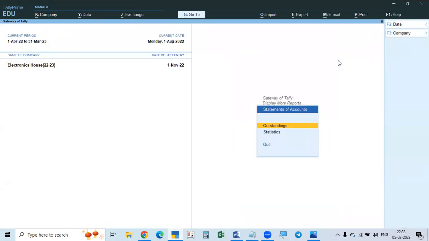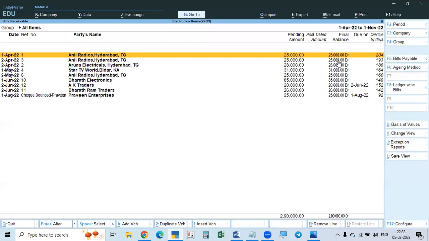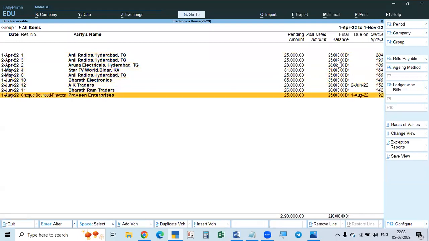Display mode, outstanding receivable. You see here? So here already see, Praveen Enterprises, 25,000 rupees on 1st August because the check is bounced. It is shown now. Check bounced revenue.